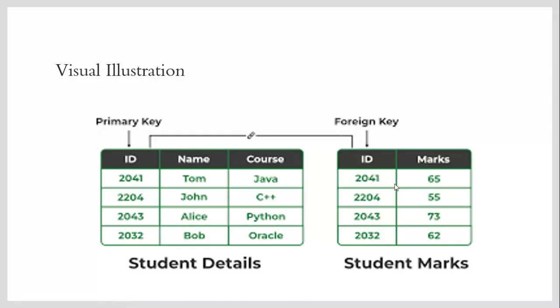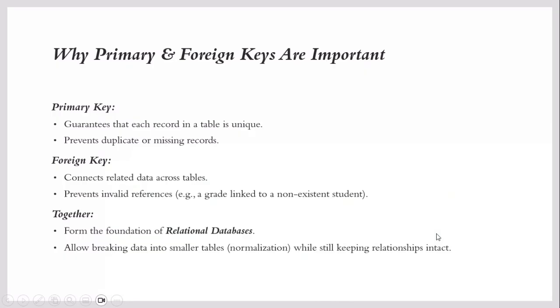Is this clear, the student data and the student marks? So why are primary key and foreign key important? They guarantee that each record in a table is unique. This means it's assumed that this matric number is for this particular person. It can never be for any other person. They prevent duplicate or missing records. Once you have a primary key, you can tell if a record is missing, and you can tell if you have a duplicate record, but it's not even going to allow you to assign the same value to more than one person.